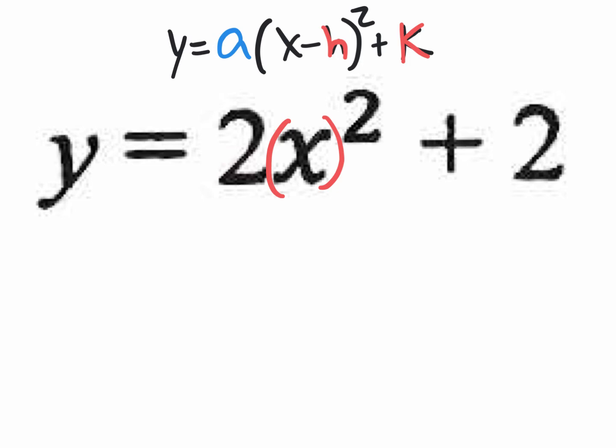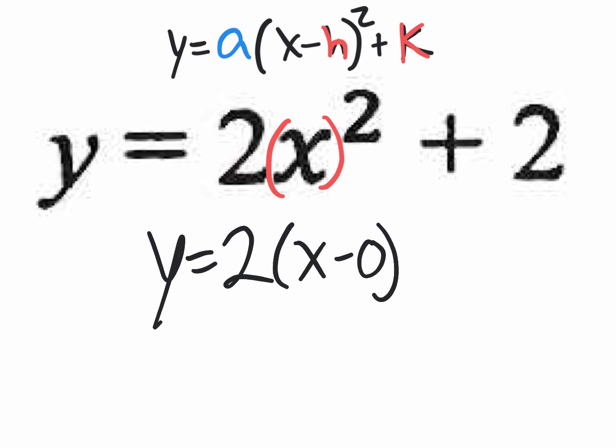Now, what do I mean by boom, you're done? What is the h value that's being subtracted in here? 0. What's the k value? 2. What's the a value? 2. Done. Right? I mean, if you wanted to make it look nicer, you could write it like this: y equals 2 parentheses x minus h squared plus k. But that's the easiest way of doing it.